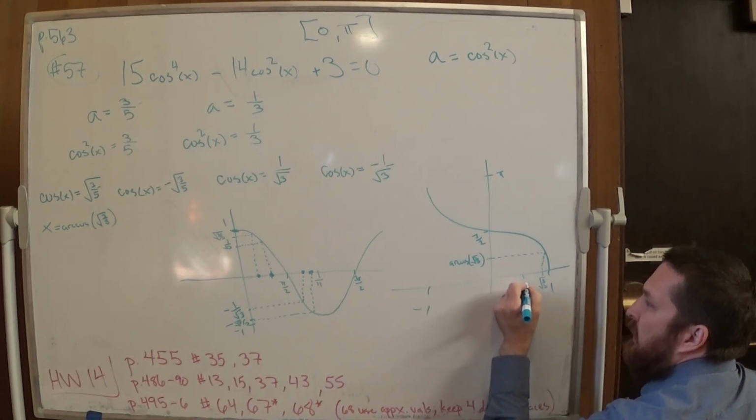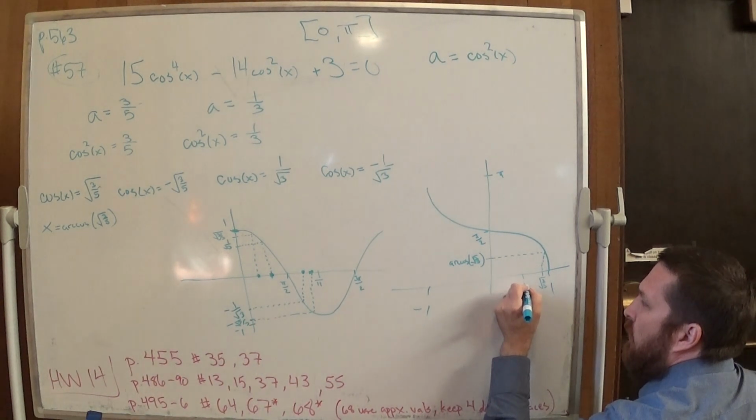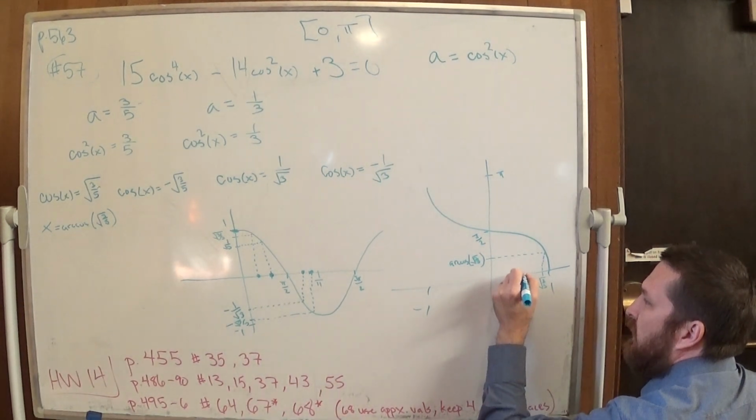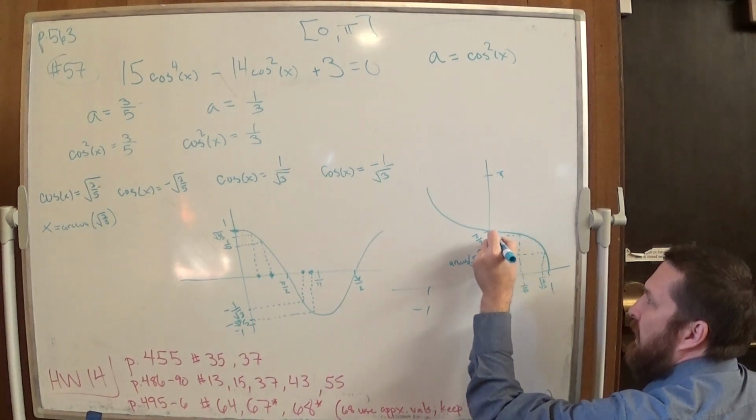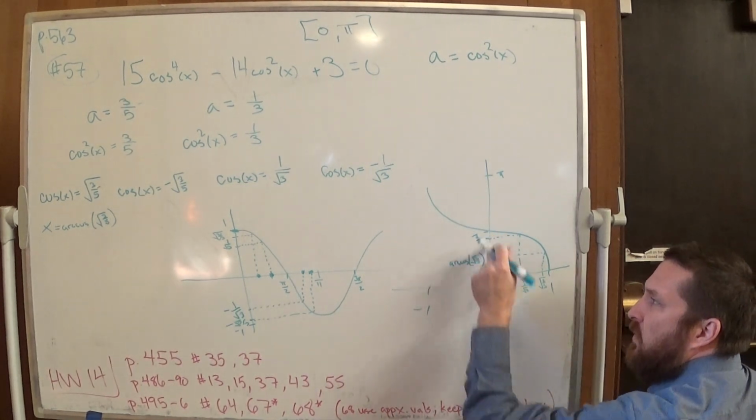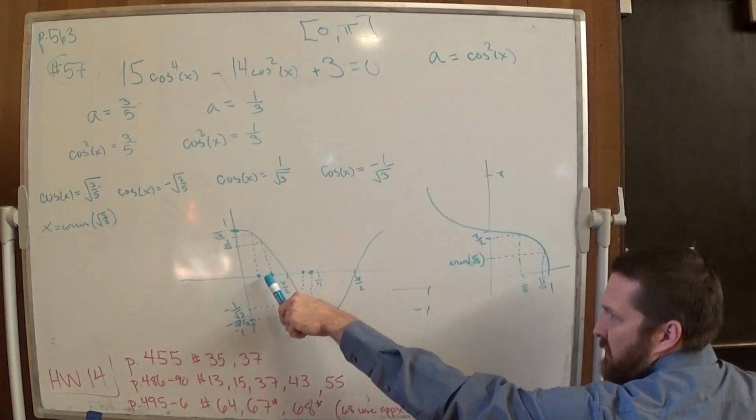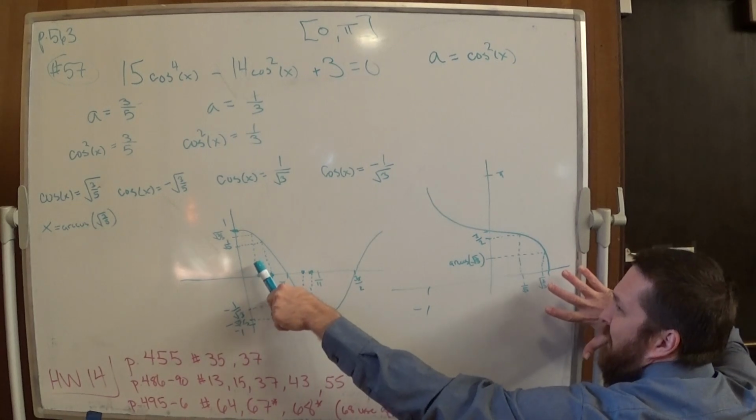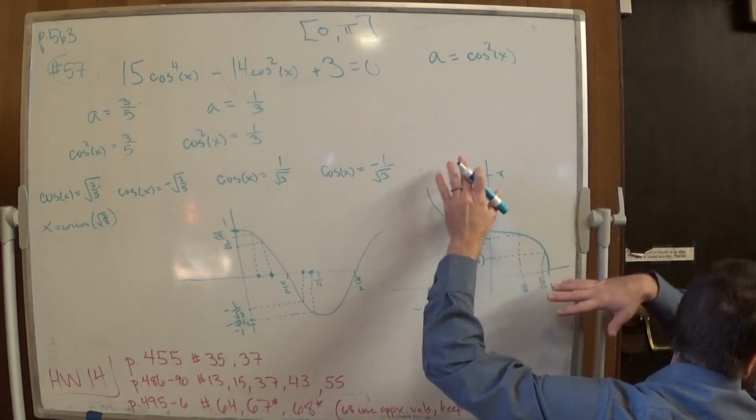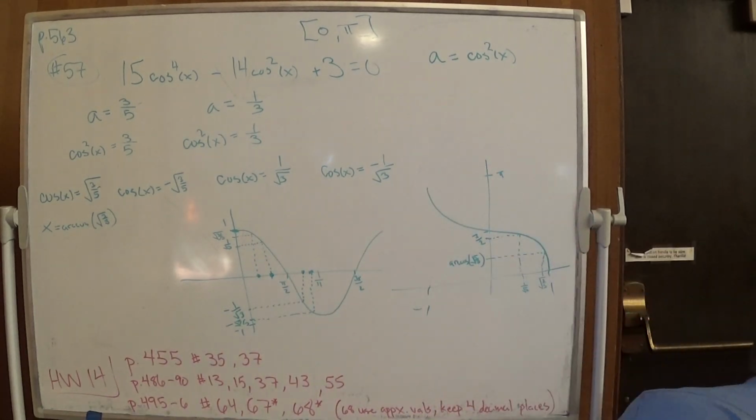Ditto with this guy. 1 over root 3. You plug him into arc cos, and out pops something still in the first quadrant, which is, by the way, look at this. Like this picture is the same thing as this picture, it's just been flipped, right? Two different ways of thinking about the exact same thing.